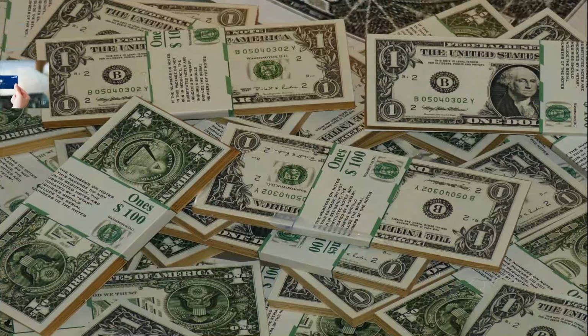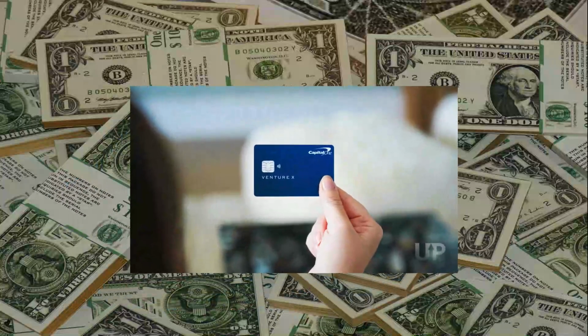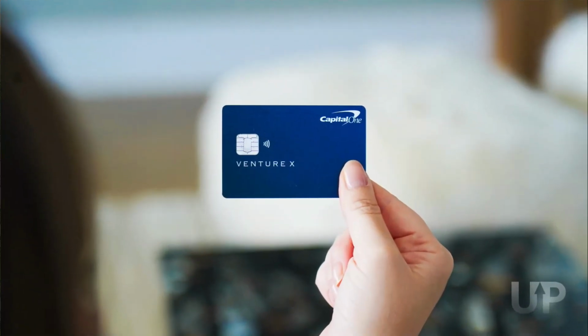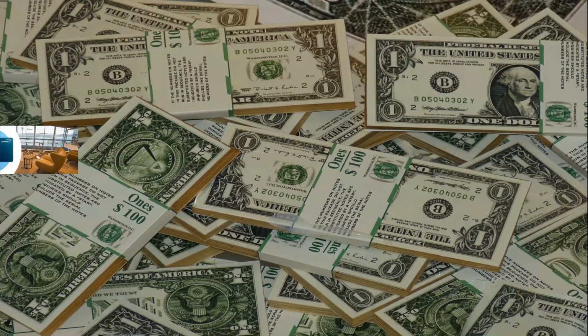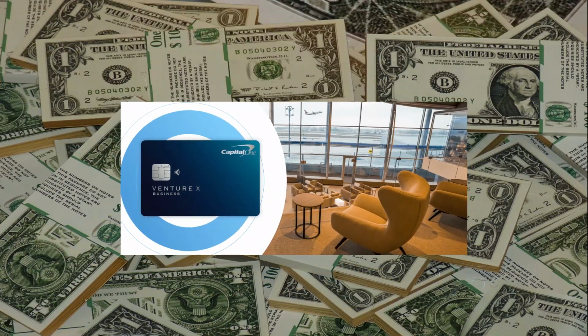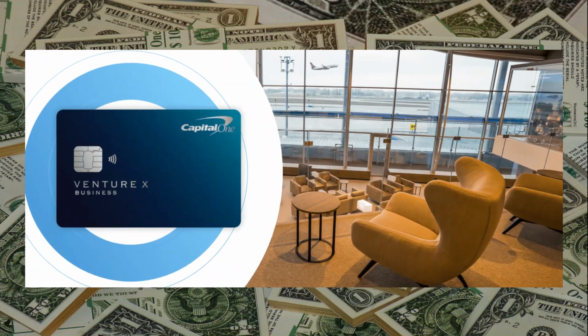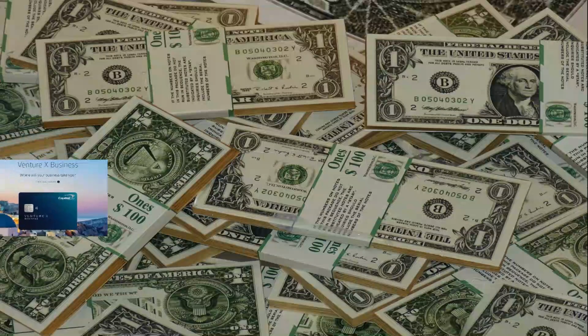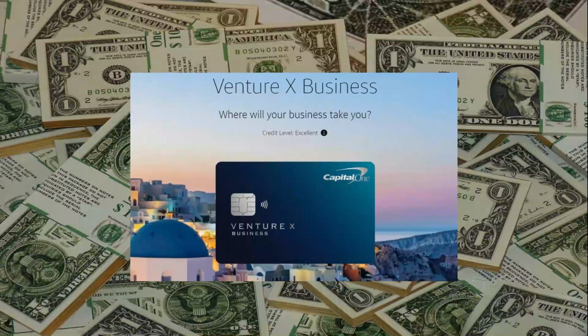Section 3. Tips for preventing future restrictions. To minimize the chances of having your Capital One credit card restricted in the future, consider the following tips. Pay your bills on time and in full each month to maintain a positive payment history. Monitor your account for any unusual activity and report any suspicious transactions to Capital One promptly.